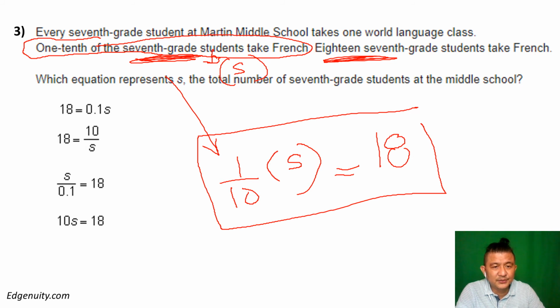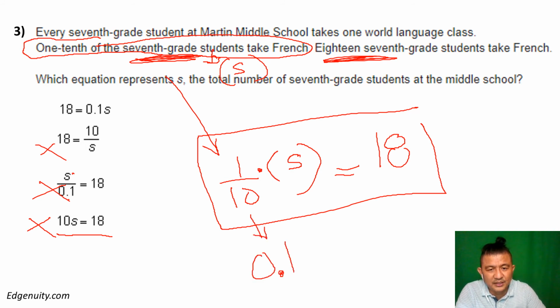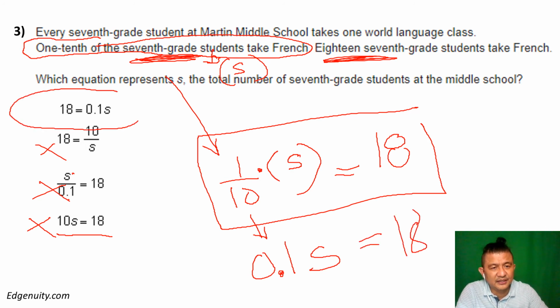All right. So let's start with the bottom. Is it times 10? Did we multiply S by 10? No. Did we divide S by 0.1? No, we didn't. All right. Is 18 equal to 10 divided by S? No. It's actually S divided by 10. All right, so 1/10, actually, you could write it as a decimal as 0.1 times S is equal to 18. So obviously, the first one is our answer.